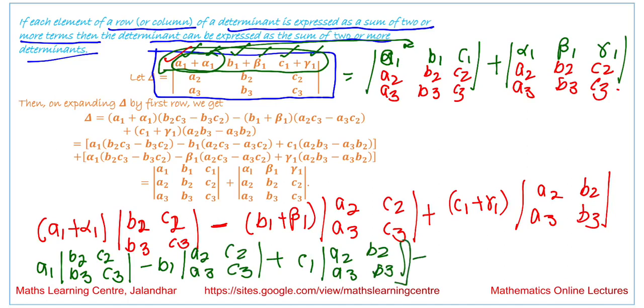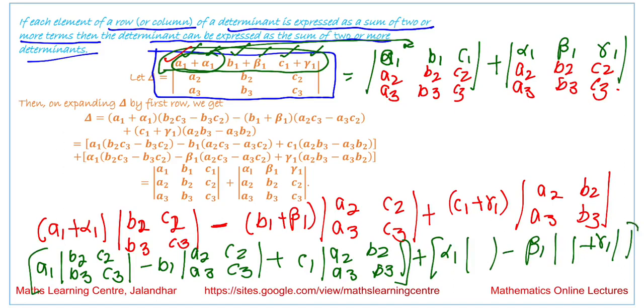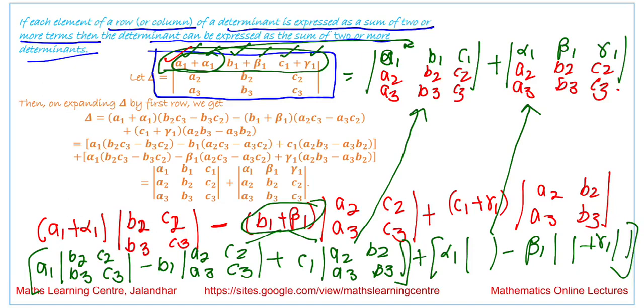Similarly, this is our first term we are getting, plus alpha 1 into this determinant, minus beta 1 into determinant, plus gamma 1 into determinant, and these are the values of these two determinants. So basically we are saying that these terms can be separated into two determinants. So we are getting the answer in this form.